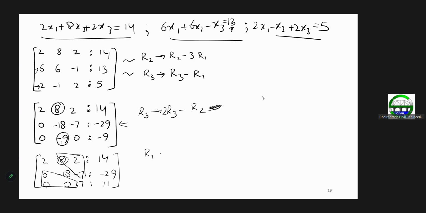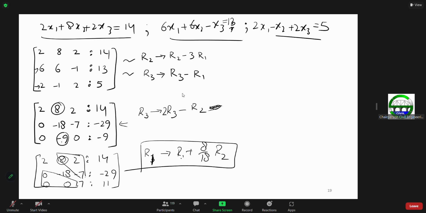How? How about going in this way: R1, sorry, R1 is equal to R1 plus 8 by 18 into R2. What if we do this one? R1 is equal to, the change will be in R1 plus this one. It will work.